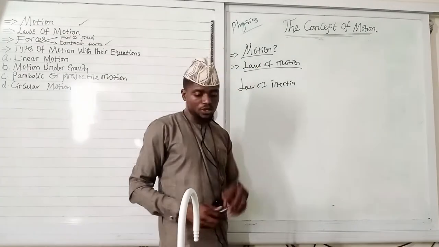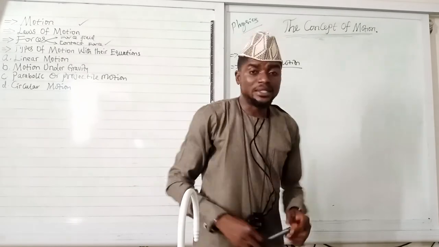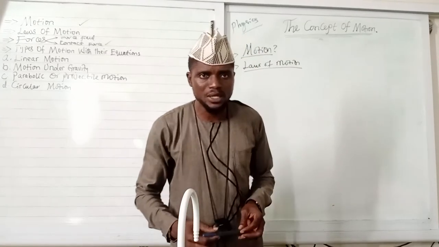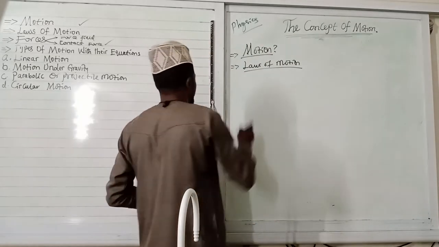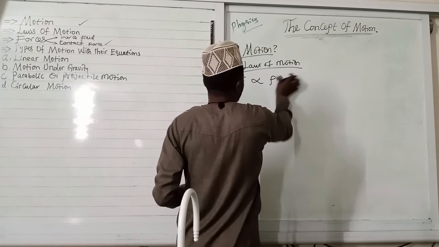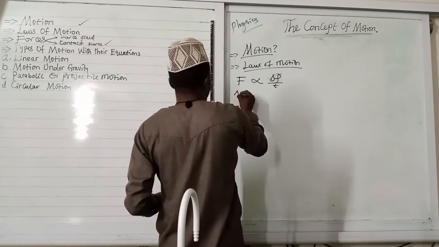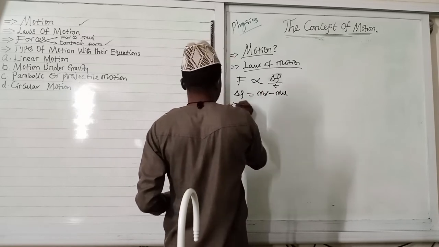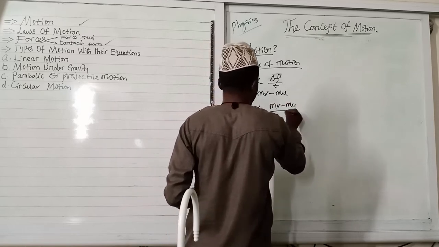We look at the second law of motion. The second law of motion states that the rate of change of momentum is directly proportional to the impressed force and it acts in the direction of that force. Mathematically, what the second law is saying is that F is directly proportional to change in momentum over time. And we know that change in momentum is equal to mv minus mu. So this implies that F is proportional to (mv minus mu) divided by t.